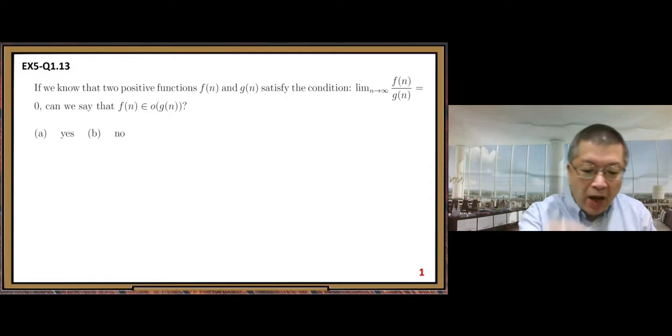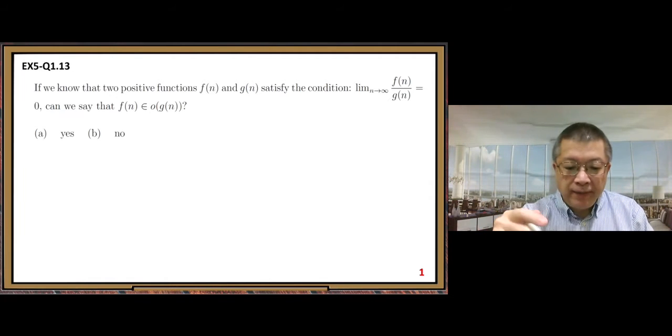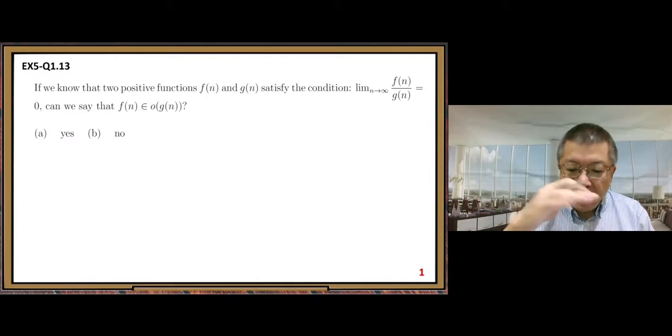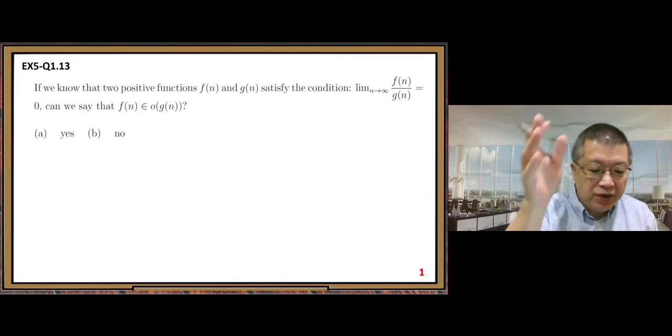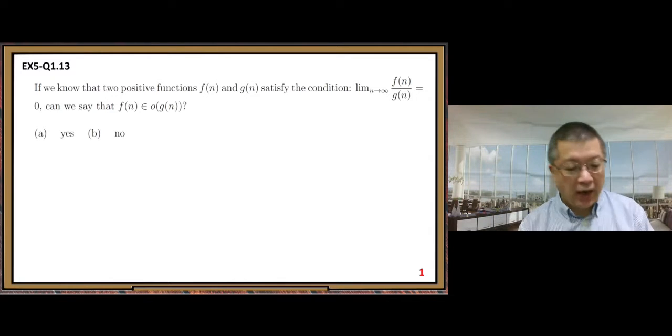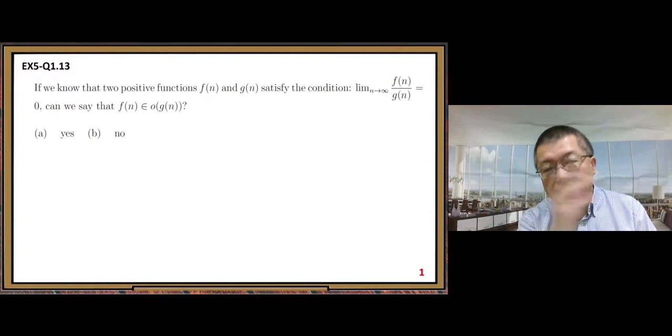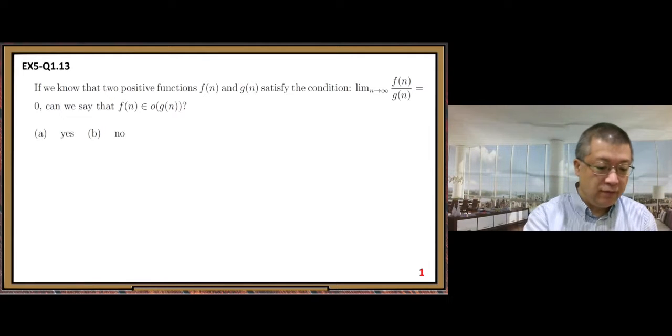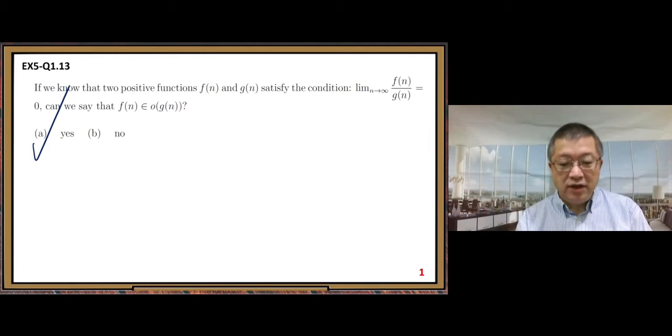Two positive functions f of n, g of n, satisfy this condition: the limit of the ratio of these two, as n goes to infinity, equals 0. Can we say that f of n belongs to little o of g of n? By the definition of little o, yes. That's the definition of little o. So, nothing more. This is a simple one, very easy.